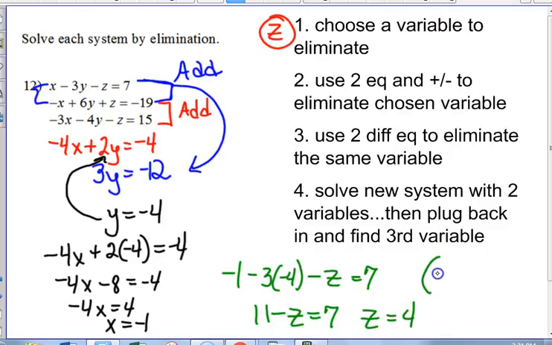Okay, so we ended up with an ordered triple of negative 1, negative 4, and positive 4. We could check it in any of these equations and it should work. Actually, it should work in all 3 of these equations, okay? 1 minus 24 is negative 23, plus 4 is negative 19, and so on. Okay? All right, ready to try again?